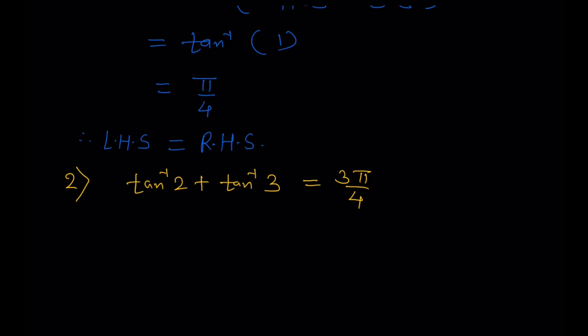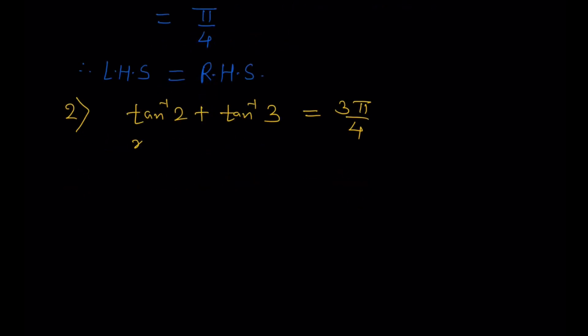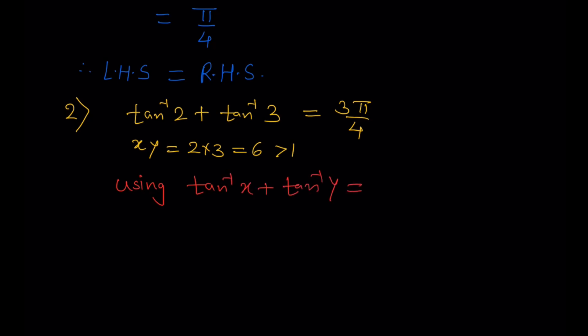Now in this problem, tan inverse of 2 plus tan inverse of 3. If you apply the tan inverse x plus tan inverse y formula, then x into y here is 2 into 3, that is 6, which is greater than 1. Therefore, whenever this product is greater than 1, the property is: tan inverse x plus tan inverse y is pi plus tan inverse of x plus y upon 1 minus xy.